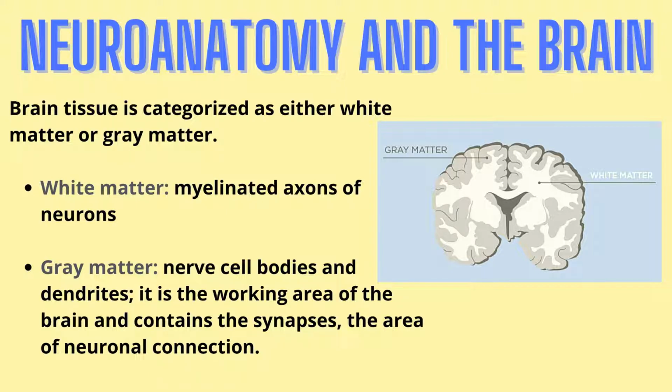Neuroanatomy and the brain. We know the brain tissue is categorized as either white matter or gray matter. Now, white matter is the myelinated axons of neurons. The gray matter is composed of nerve cell bodies and dendrites. This is the working area of the brain and it contains the synapses. And this is the area of neuronal connection.